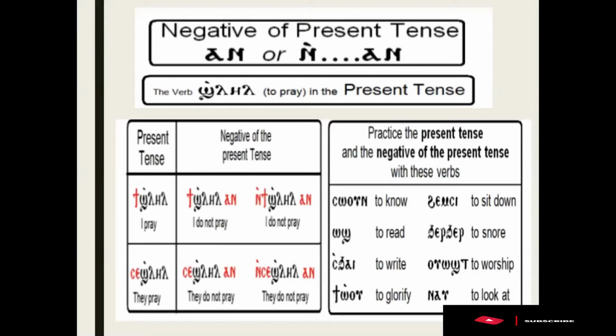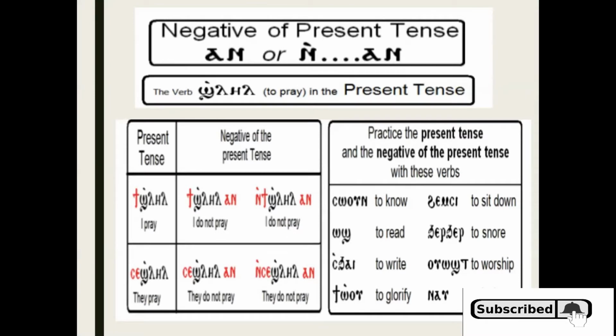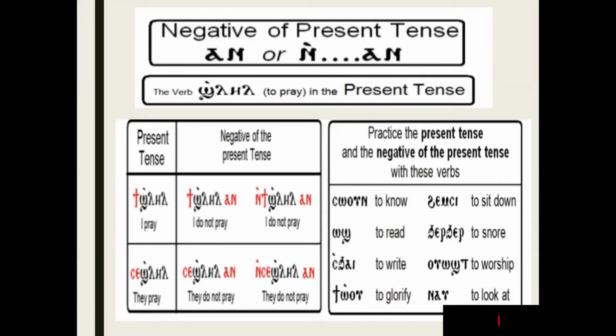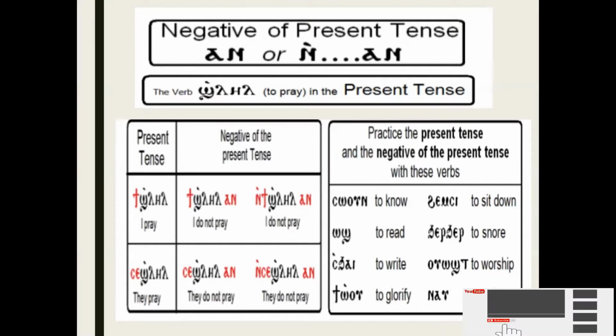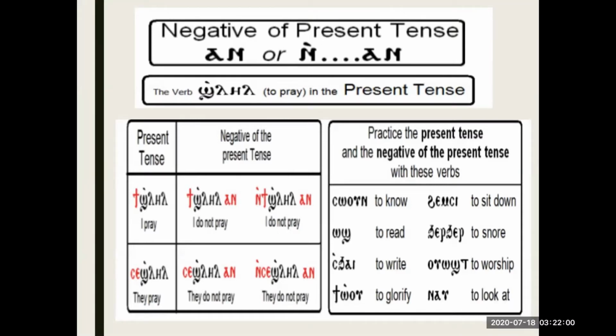So now we will be able to learn the negative of the present tense. There are 2 versions of the negative of the present tense. One is adding an on at the end of the sentence, and the other one we start with an, then the pronoun, then the verb, then we end with on. So let's see an example.